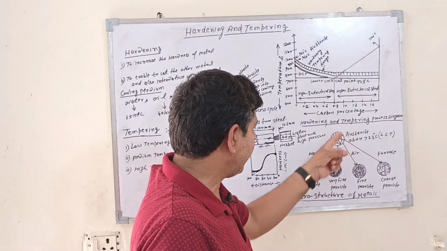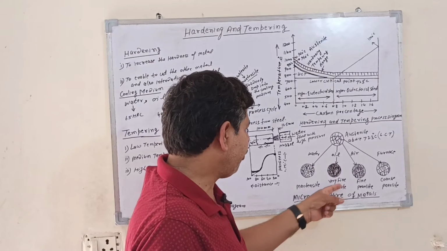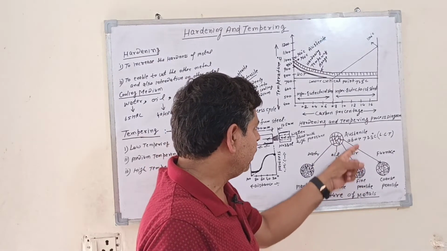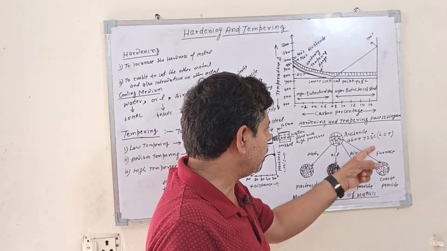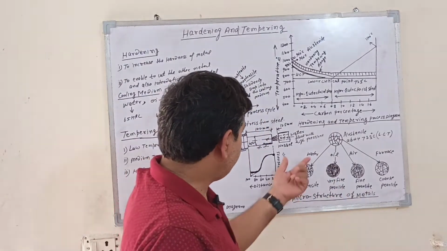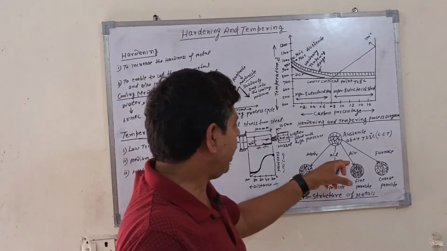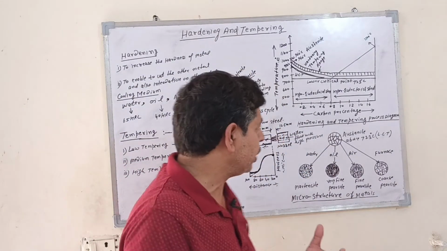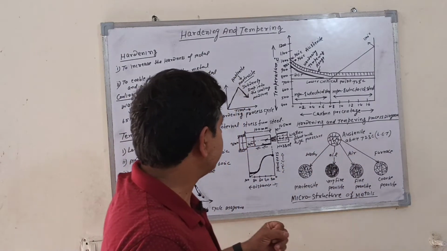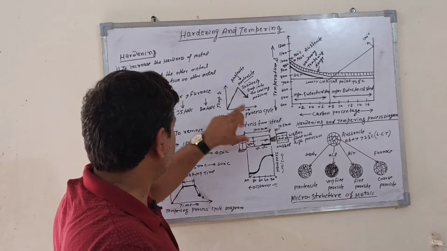With oil as the cooling medium, the austenite changes to very fine pearlite. With air cooling, fine pearlite. With furnace cooling, coarse pearlite. Water and oil are generally used for the hardening process. Air and furnace are used for the normalizing process, and also in the tempering process.